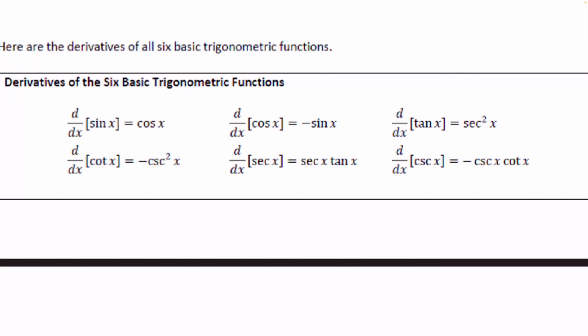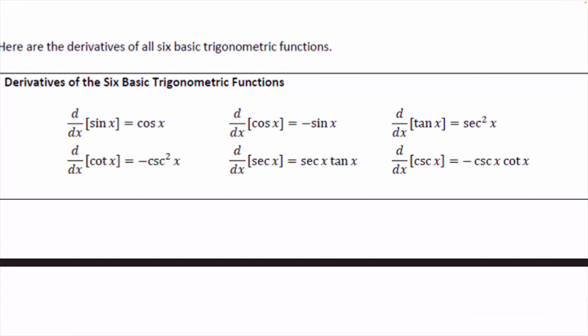So the derivative of sine is cosine. The derivative of cosine is negative sine. The derivative of tangent is secant squared. The derivative of cotangent is the opposite of cosecant squared, or negative cosecant squared. The derivative of secant is secant times tangent. And the derivative of cosecant is negative cosecant times cotangent. Okay?